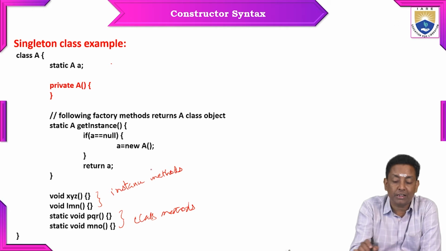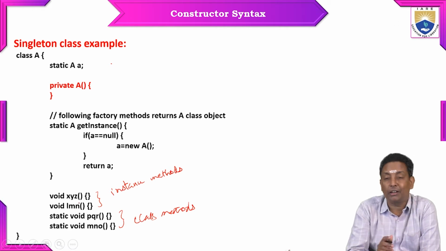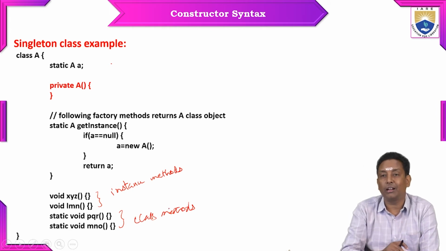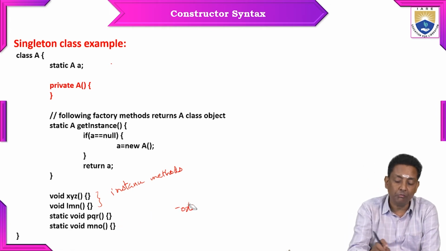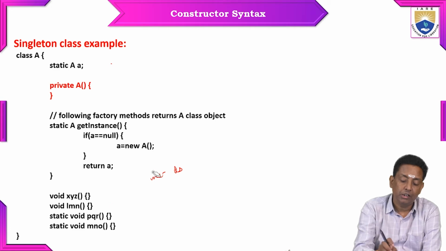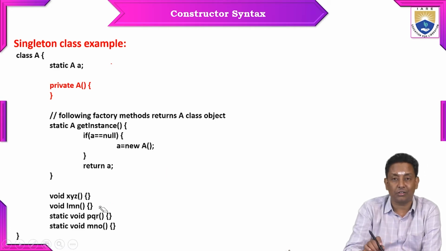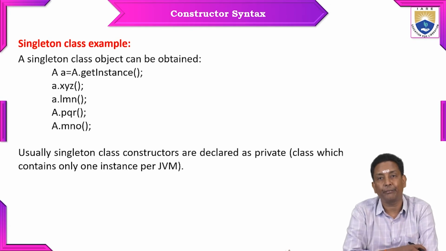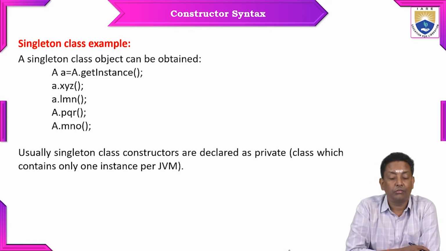For every instance of the class, memory will be allocated to the instance methods. But for the static methods, the memory will be allocated in the class memory. So the class execution is as normal, however the methods are called, and that's how they will be accessed. This is how a singleton class object can be obtained.